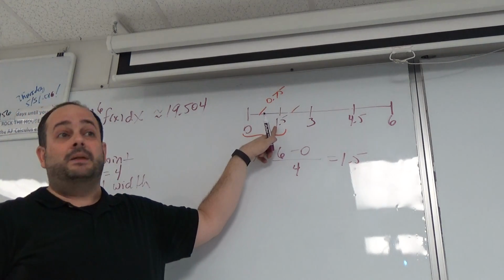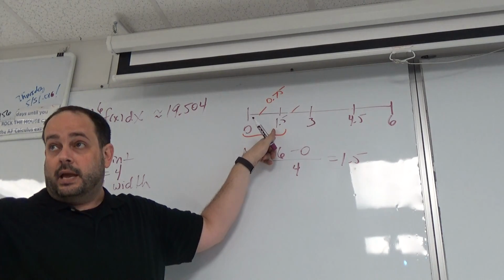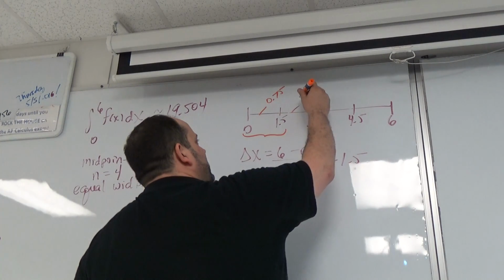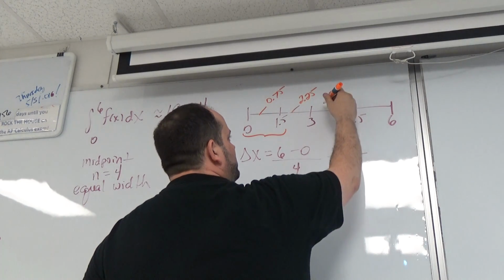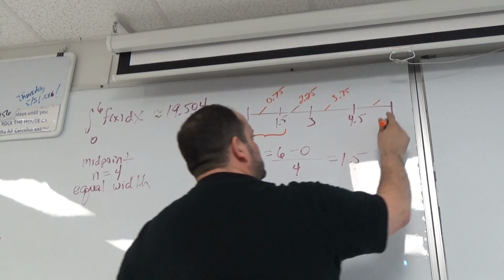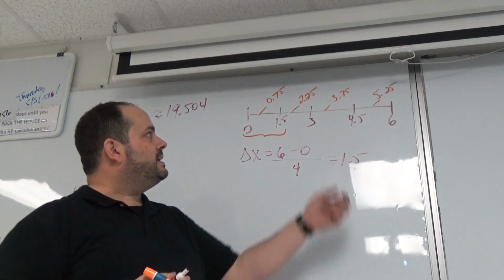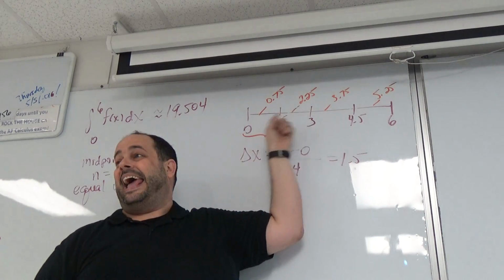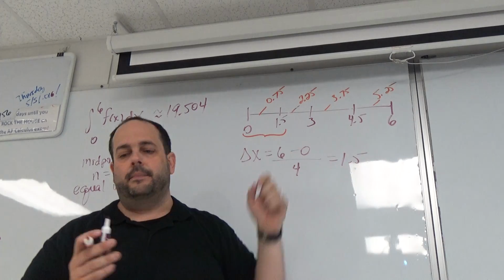The easy way to find midpoint: add them up, divide by 2. 2.25. And you've got a calculator in front of you if you need it. 1.5 plus 3 is 4.5 divided by 2, 2.25. Next one, between 3 and 4.5 is 3.75. Between 4.5 and 6, 5.25. If those numbers are not coming to you comfortably, add, divide by 2. Add, divide by 2. Okay?